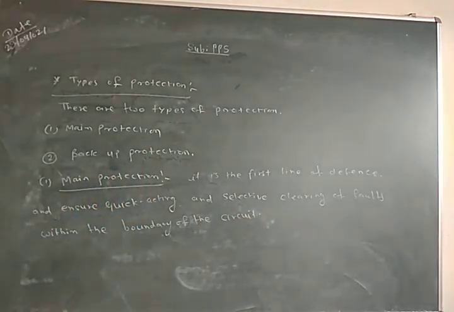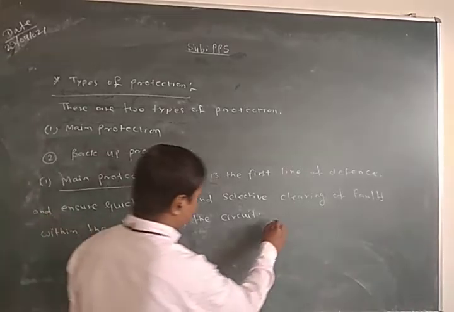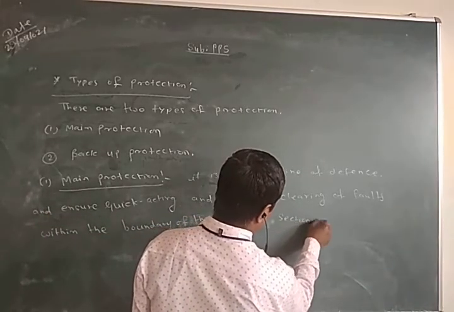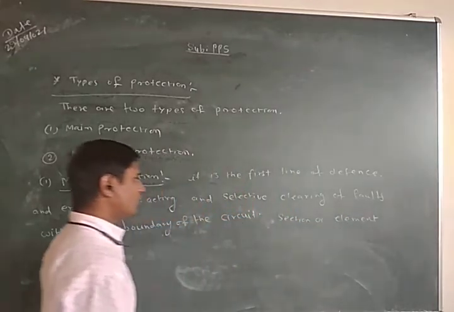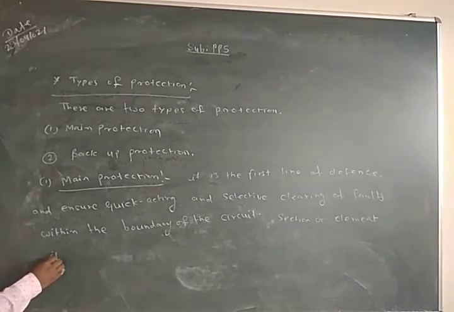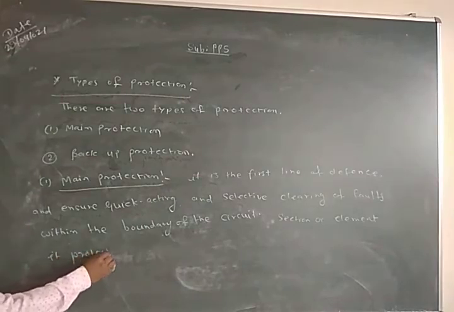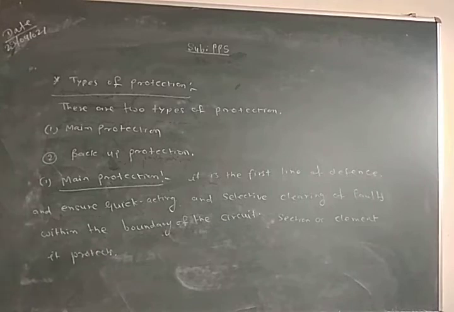Boundary of circuit means the zone of protection, section or element it protects. Means now if the protective scheme or protective devices of the zone operate to protect the device of that zone, then this type of protection is known as main protection.